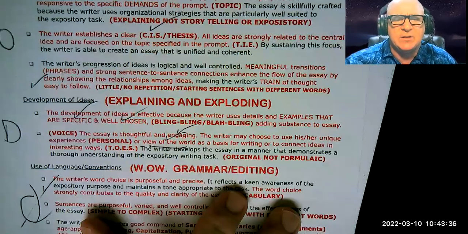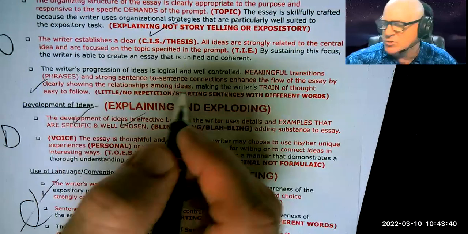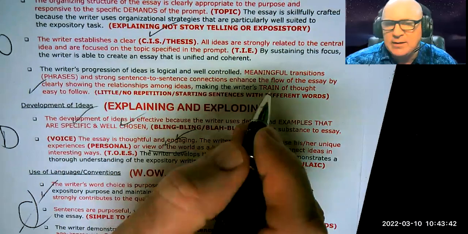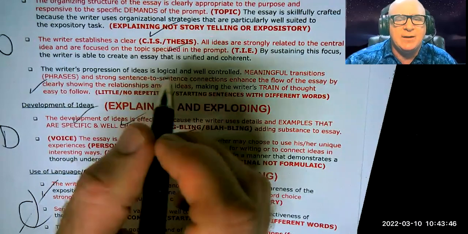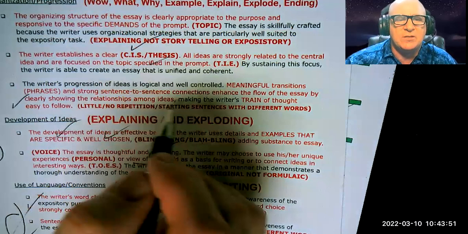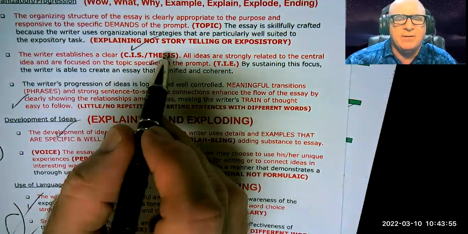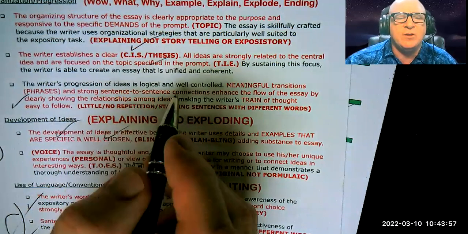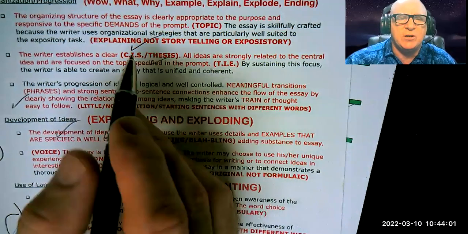There's a clear relationship among ideas, making the writer's train of thought easy to follow. So if you're not connecting the ideas, if you have 2 reasons, then you have to connect both of them to each other, not just your thesis or whatever reasons you're going to use. If you're going to have 3, 4, or 5 reasons, you have to, first of all, develop them all, and they still have to relate to each other.